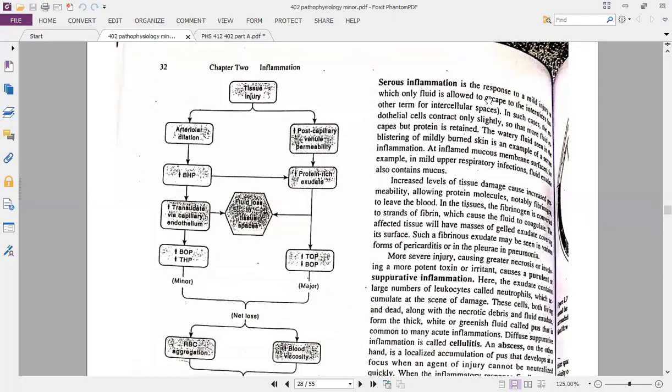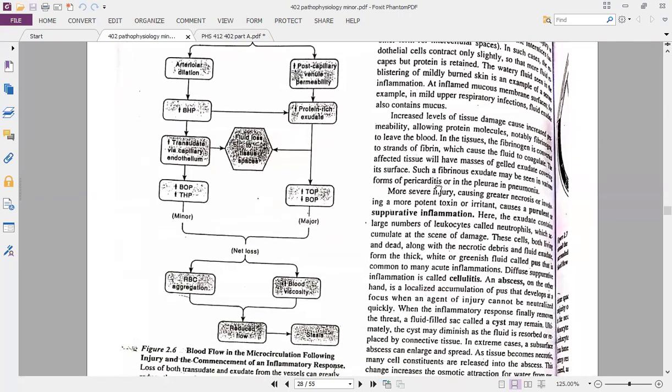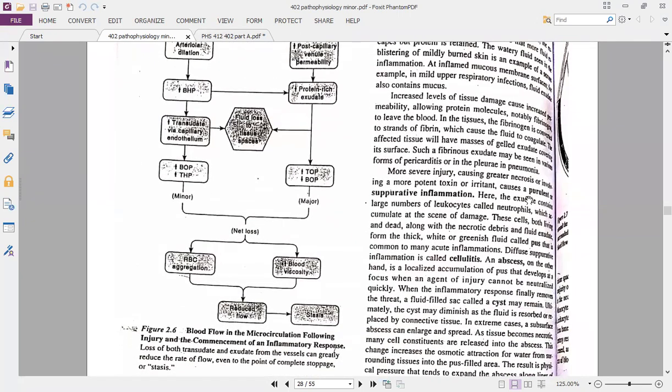Serious inflammation occurs when there is a response to a mild injury in which only fluid is allowed to escape into the extracellular spaces, or between the cells. Only the fluid goes out. This is serous inflammation.